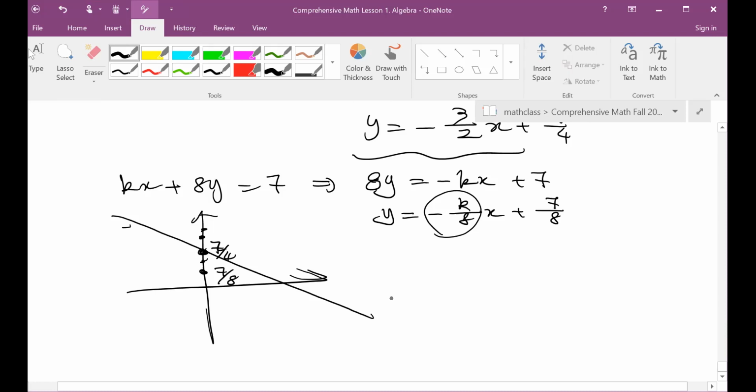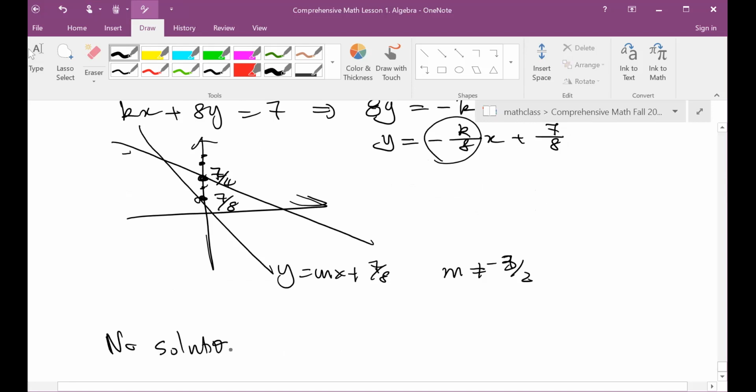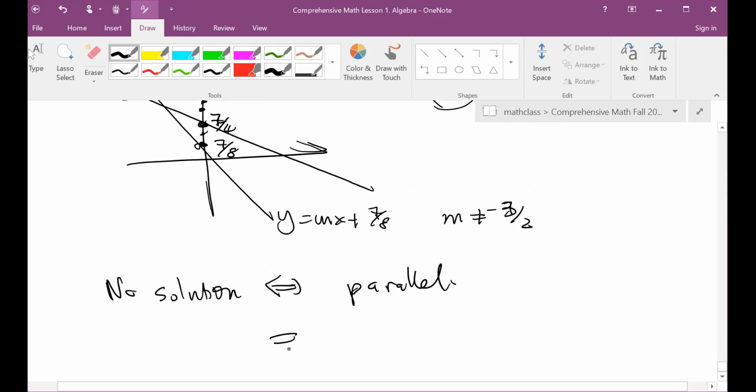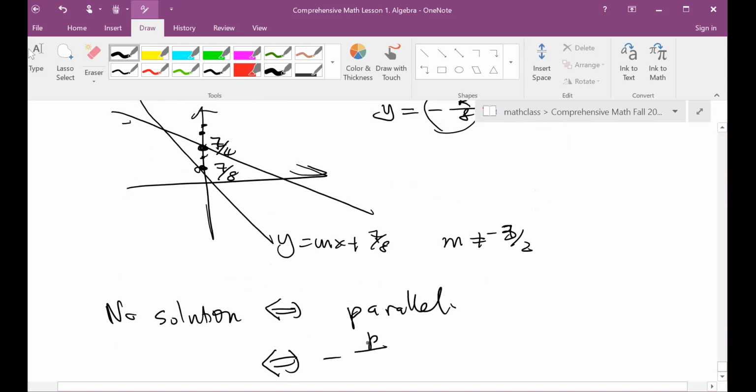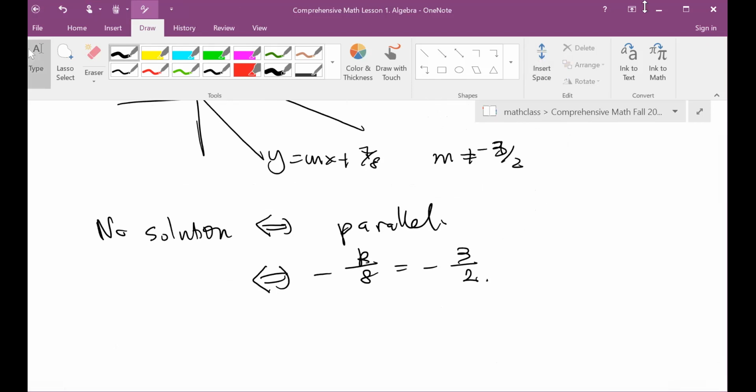However, the solution to these two equations means the coordinates of the intersection point. This is y equals mx plus 7/8. So if m is not negative 3/2, then there's an intersection point. If m equals negative 3/2, those two lines are parallel, so no solution. No solution is equivalent to saying those two lines are parallel, so the slope k/8 should be equal to negative 3/2. Then you solve the problem.